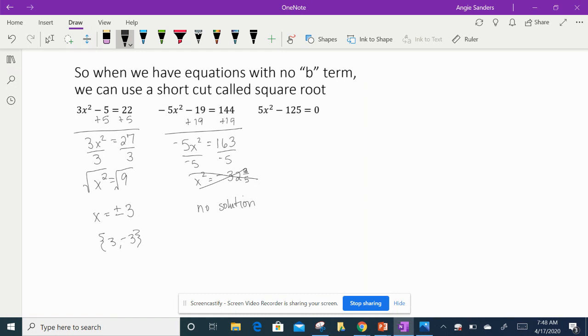All right, finally, I've noticed there is no b term, so the square root property is a good property to use in this one. So I'm going to start by adding the 125 to the other side, and I end up with 5x squared is equal to 125. Divide each side by 5, and I get x squared is equal to 25. This is one I can continue on, so I take the square root of each side, and I get x is equal to positive and negative 5.